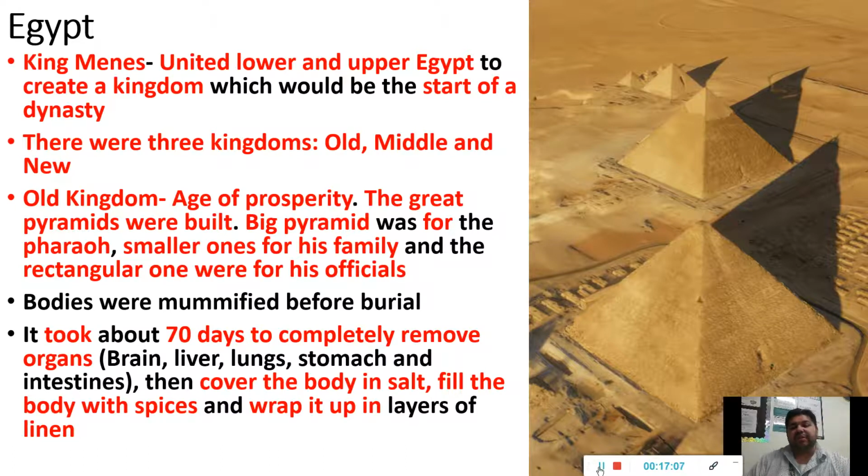Then they would cover the body in salt because salt preserves. And then they would fill it with spices and wrap it in linen. That's how you basically preserve a mummy. That's why they were so intact, because all that inside stuff, the brain, liver, lungs, builds up moisture, liquefies, and makes the body nasty. But if you take all that out and bury it in salt and spices, it's going to preserve.